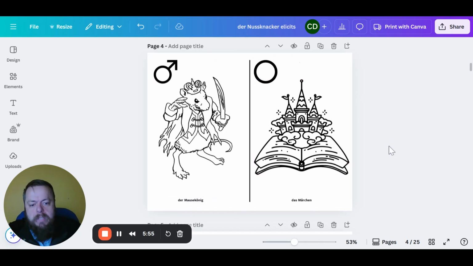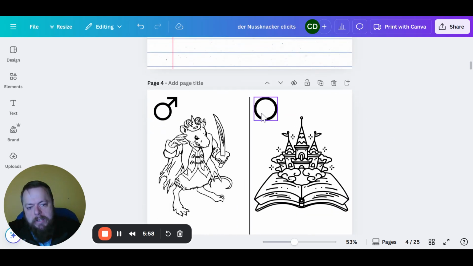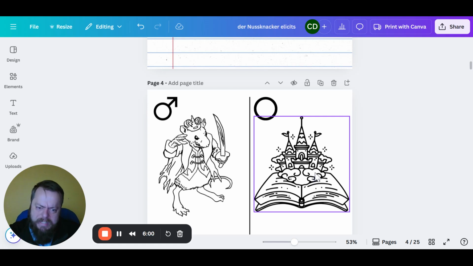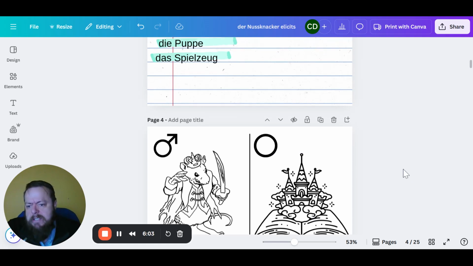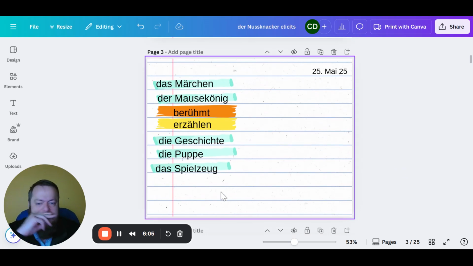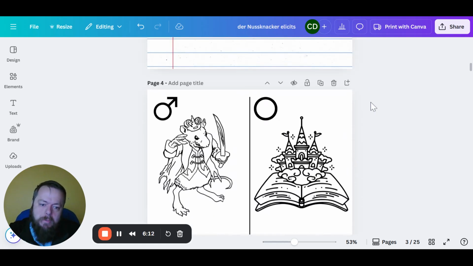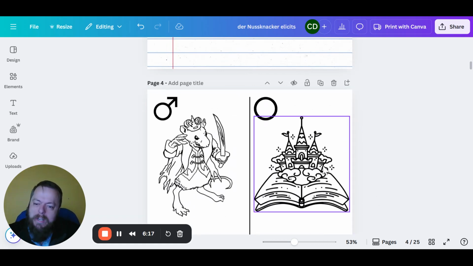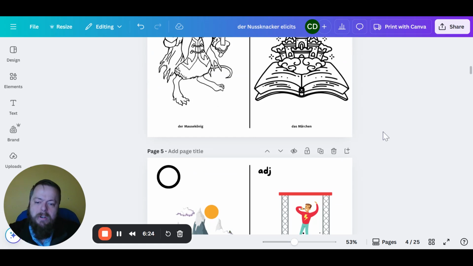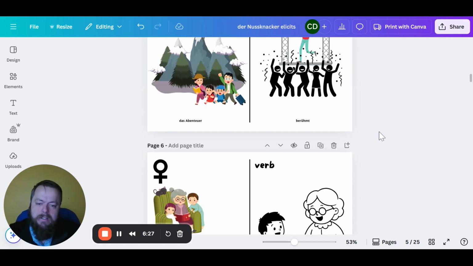Okay, same thing with das Märchen. They see the das, and then they see a book, and you're like, oh, what is that? And then they just guess. And I tell them, just be okay with guessing. So they say, is it das Spielzeug? No. Is it das Märchen? Yeah, it's das Märchen. Oh, wait, what do you think this is? It's in a book, and there's a castle. What is it? That's right, it's a fairy tale. Good job.